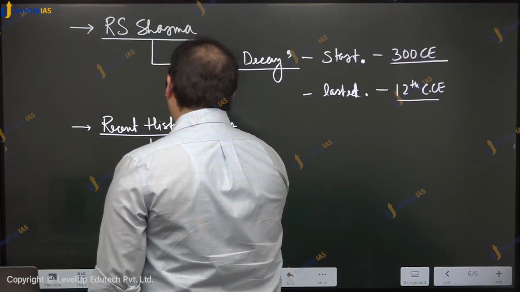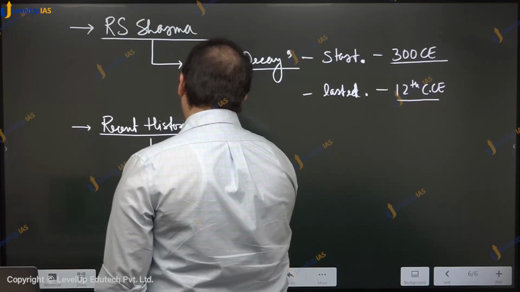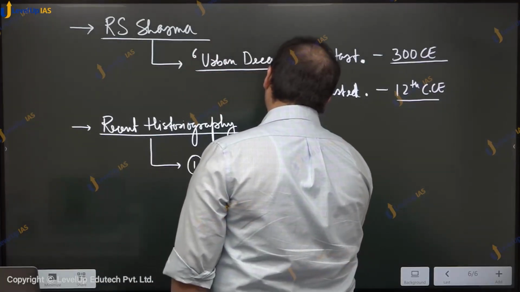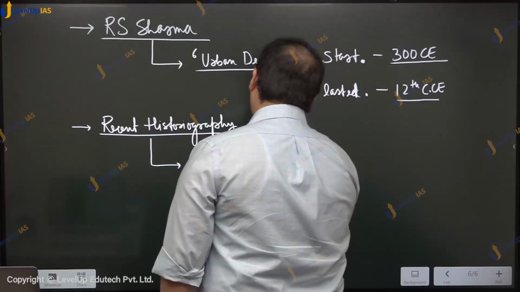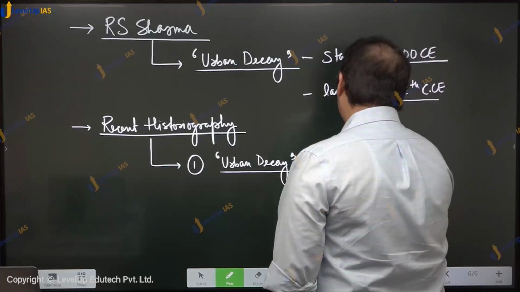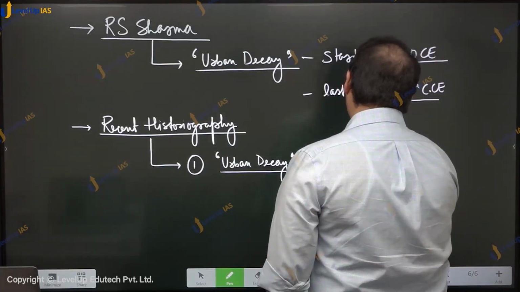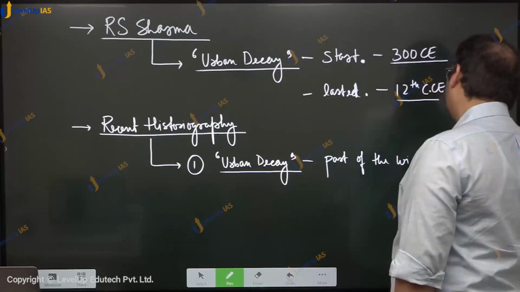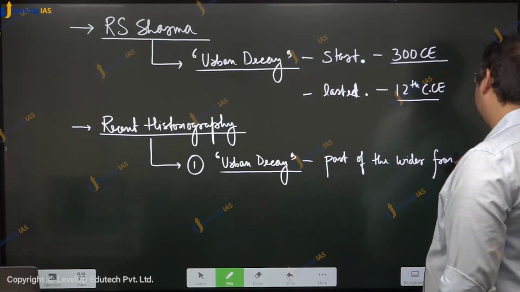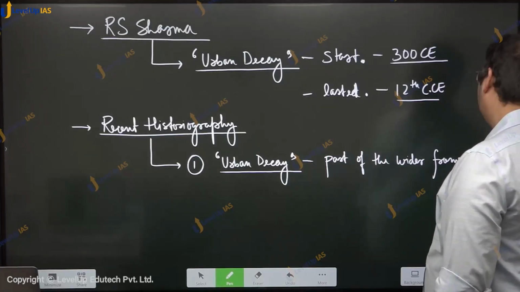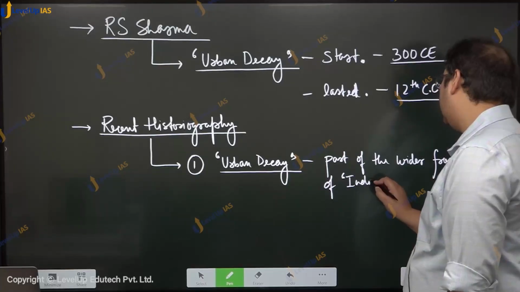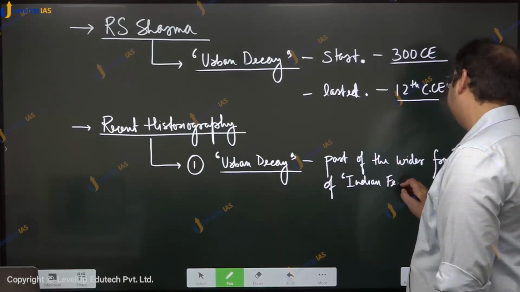क्या बोला है इन्होंने? First of all, urban decay is not a standalone theory that has been suggested. It is part of the wider ideological framework of Indian feudalism.